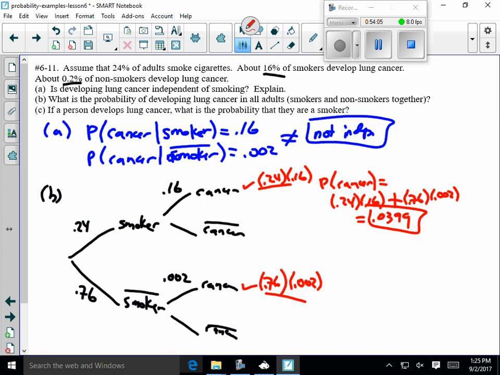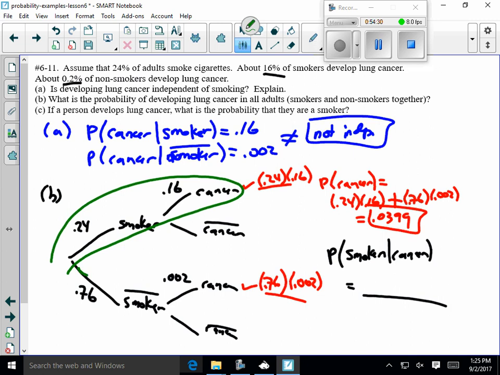If a person develops lung cancer, then what is the probability that they are a smoker? So this is a conditional probability. What's the probability that they were a smoker, given that we know that they developed cancer? Okay, so we're going to have a fraction here, and the bottom is going to be everything related to the condition cancer. So the condition cancer is this path leads to cancer, right? And this path also leads to cancer.